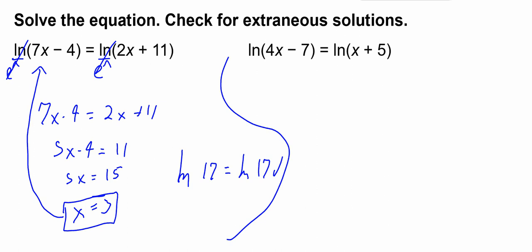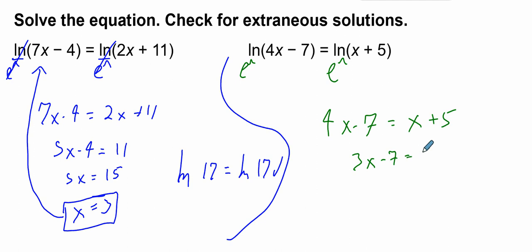Okay, in our final example here, similar, we're going to raise this to the e power, raise this to the e power. Okay, we get 4x minus 7 equals x plus 5. Okay, subtracting x from both sides, we get 3x minus 7 equals 5. Adding 7 to both sides, I get 3x is equal to 12. And dividing by 3 on both sides, I get x is equal to 4.